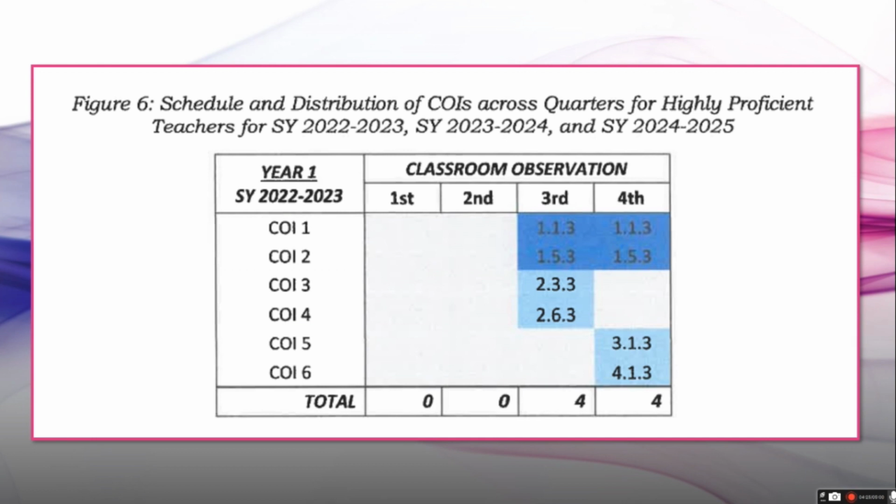Ibig sabihin, for the third quarter, we will be rated according to the classroom observable indicators 1, 2, 3, and 4. So, 4 lang po ang i-rate sa atin ng mga indicators. While for the fourth quarter, we will be rated with our classroom observable indicators 1, 2, 5, and 6. So, 4 din po ang i-rate sa atin during the fourth quarter classroom observation.